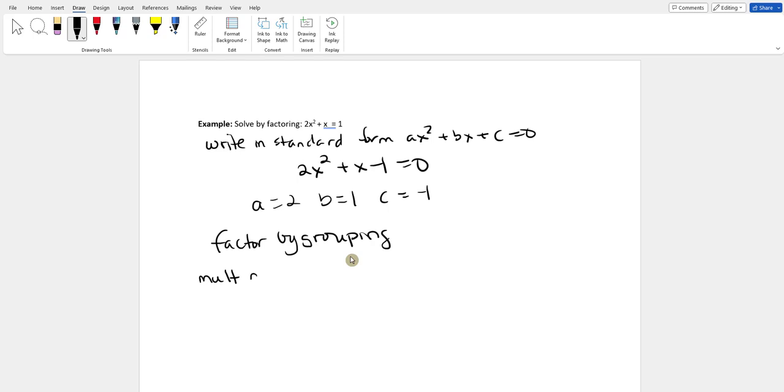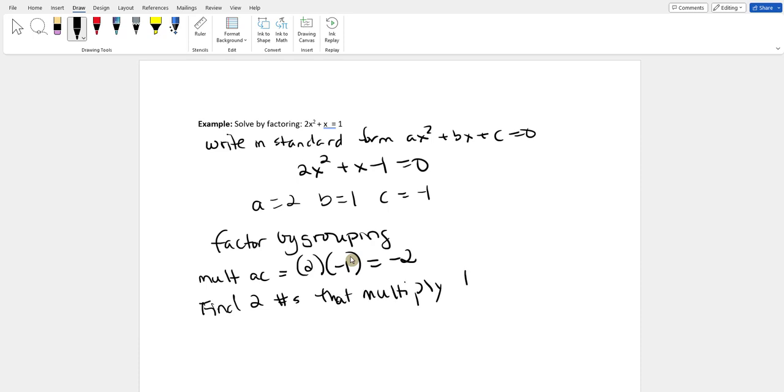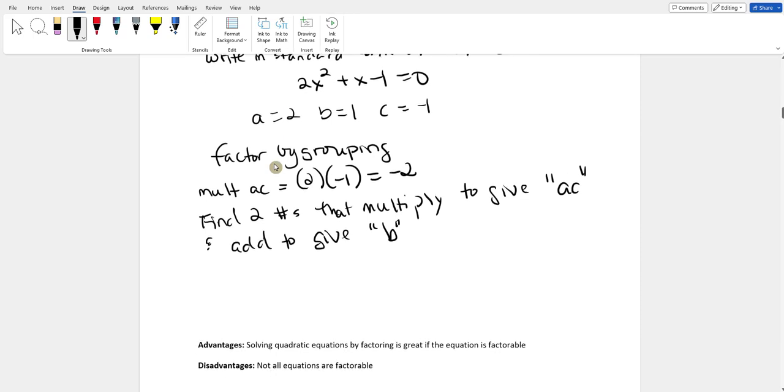So I'm going to multiply a and c. That gives me 2 times -1, which is -2. I'm going to find two numbers that multiply to give me whatever a times c is and add to give me b. So in this case, I want to find two numbers that multiply to give me -2. Those same two numbers have to add to give me 1. So those two numbers would be -1 and 2.